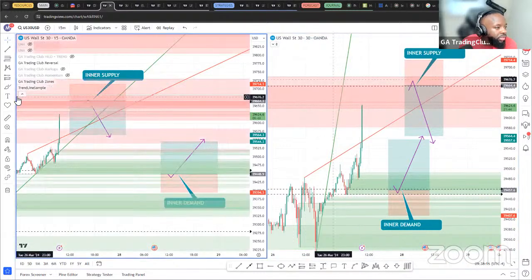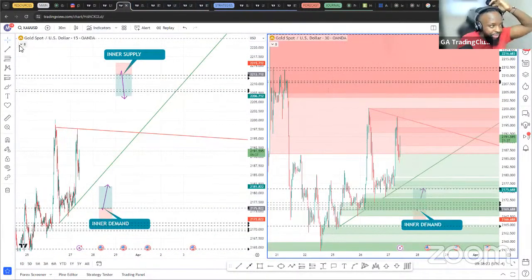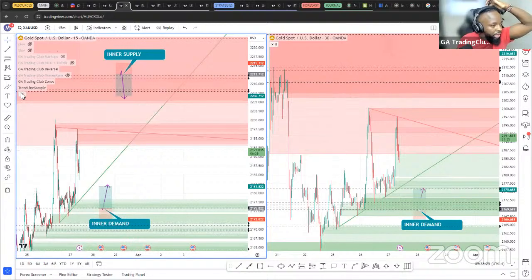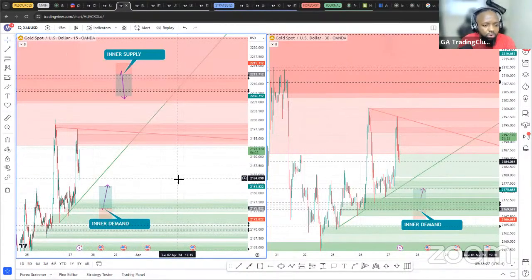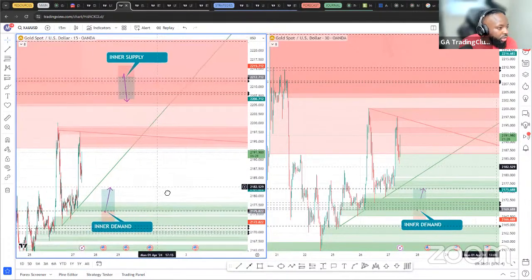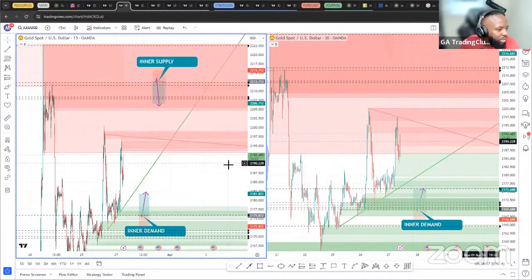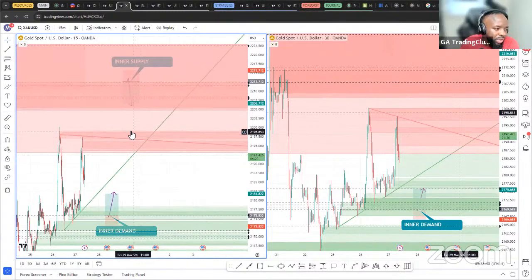And I'll just leave the zones on for now. So the 15-minute and 30-minute line up for US 30. For gold, I didn't have a chance to do gold or any other instrument, actually, I was able to do gold, yeah. So for gold, 15-minute buy down here at 2175. For the supply zone on gold, I'm wary about this supply zone here at 2200.